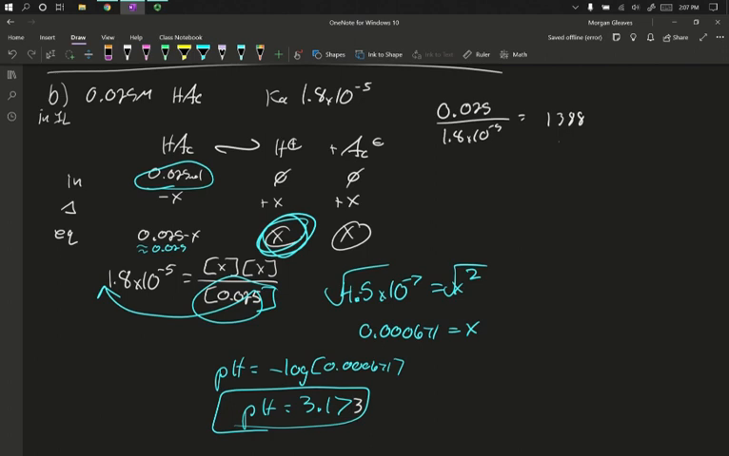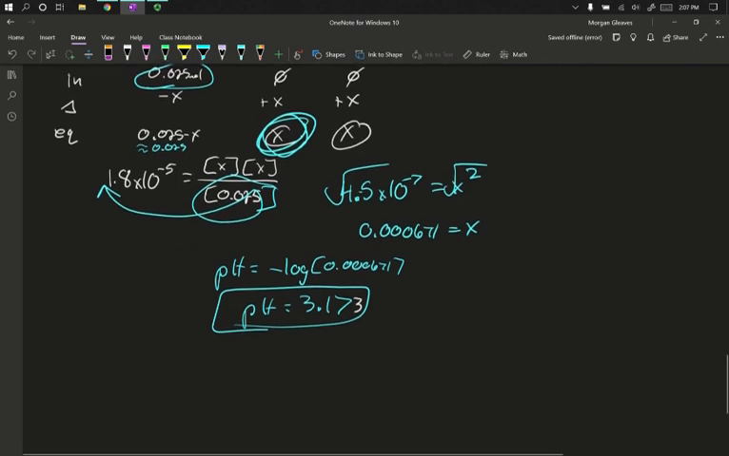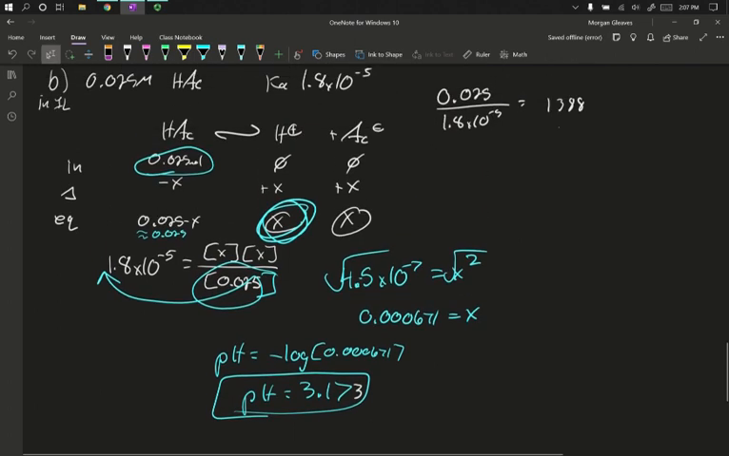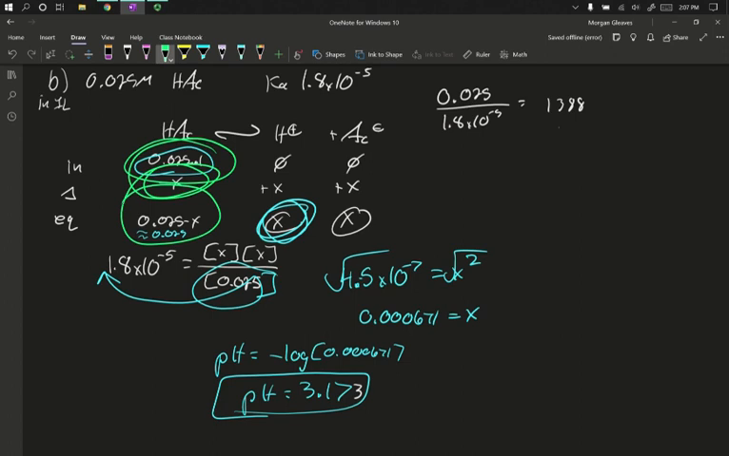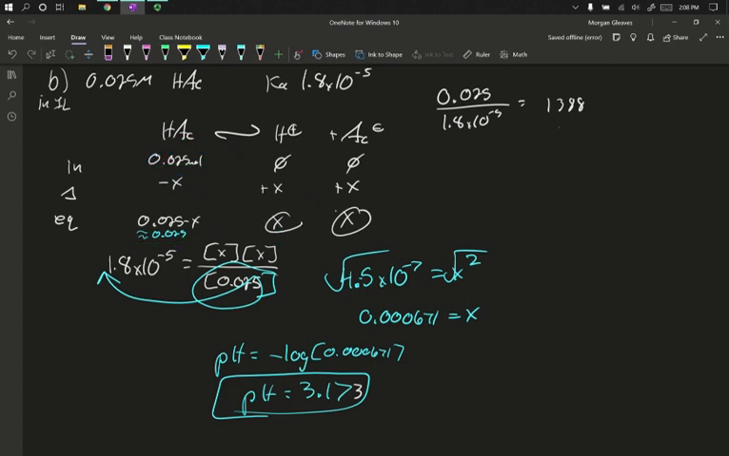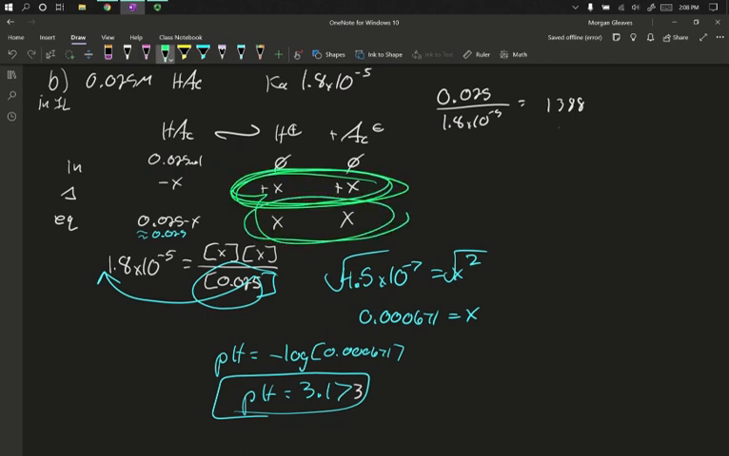So let's redo this with the quadratic. Well, I have a solution of 0.025 molar acetic acid. Some of it's going to dissociate. You're going to have less starting material at the end. You're going to make some product as a result. Whatever dissociates, you're going to make that much product. Since you started with no H plus and acetate, you're going to have X amount of them at the end. What is that going to give us if we don't simplify, though?